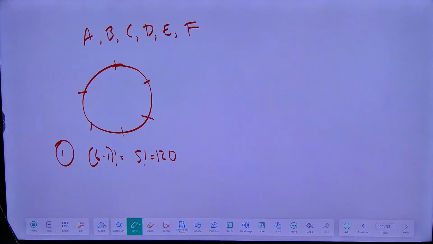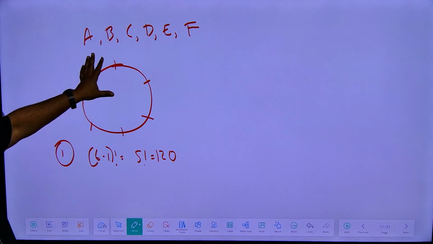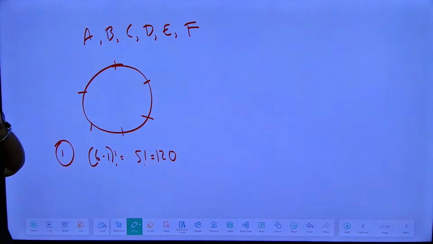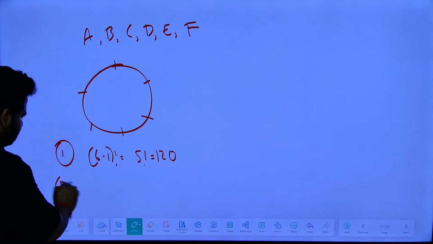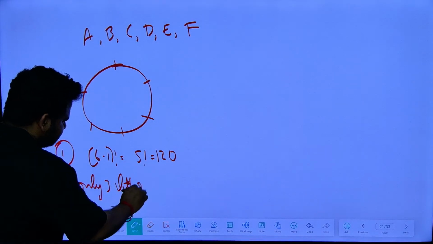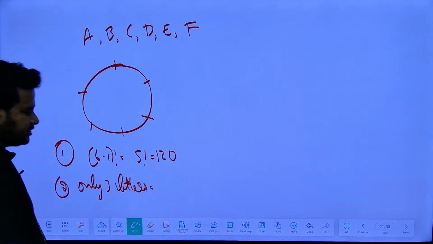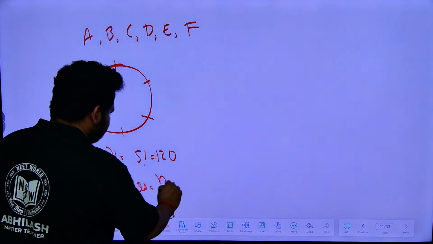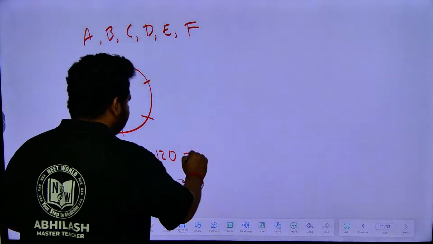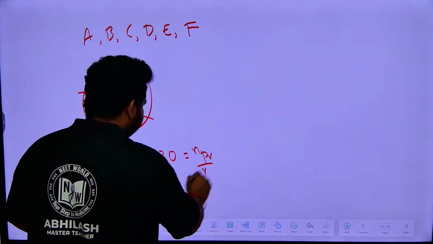So next question we will take. Out of these 6 letters, we want to select only 3 letters. 6 minus 3 is not the answer; we have to select only 3 letters. So the answer will be nPr by r. This is what we got.